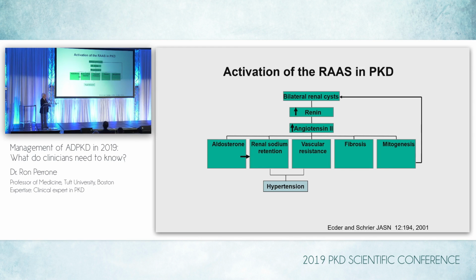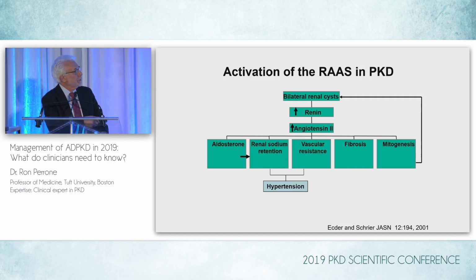ADPKD as a model of bilateral renal artery stenosis, where cysts compress arterioles, resulting in increased renin, increased angiotensin II. The direct effect of angiotensin II to increase vascular resistance and also to stimulate aldosterone, resulting in renal sodium retention. Both produce hypertension. Further, angiotensin II has direct effects to increase fibrosis and increase mitogenesis.